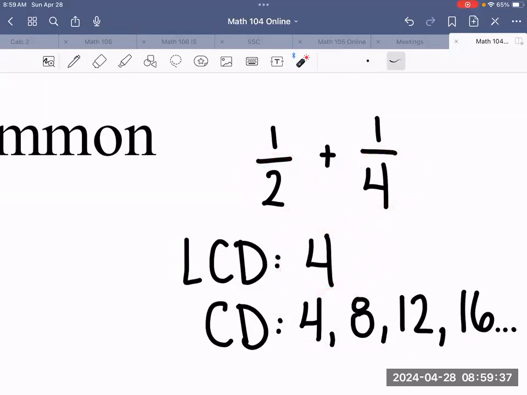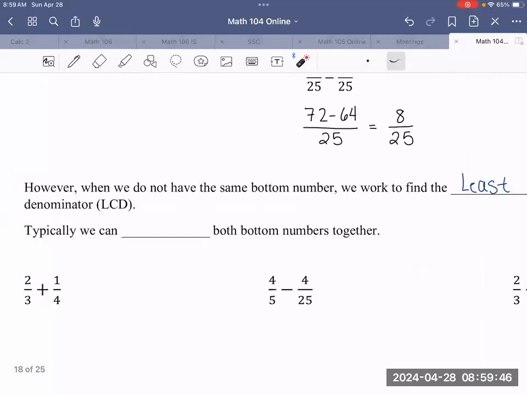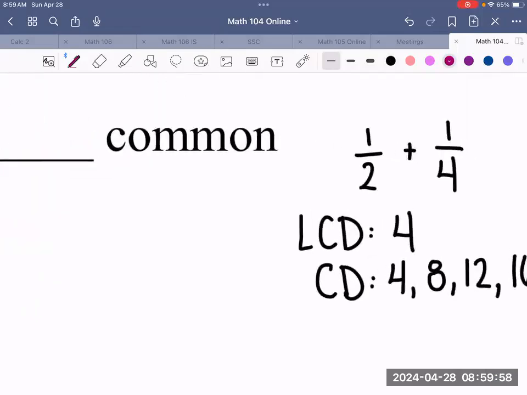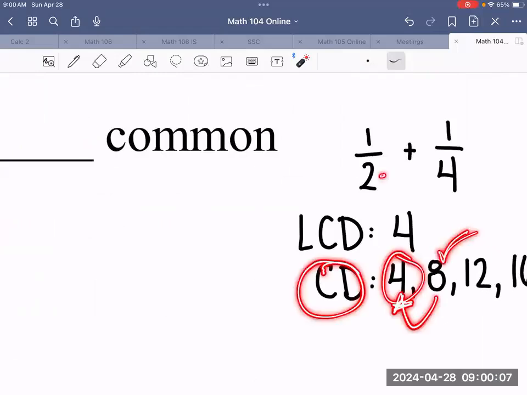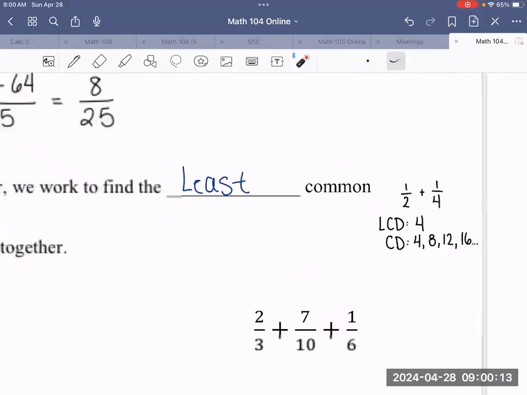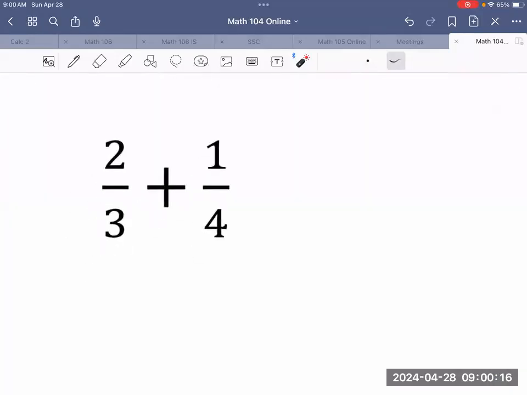Now we always want to go with the smallest one because it's going to be less work for us to reduce. So typically we can multiply both numbers together. Before, notice that we did not multiply 2 and 4 together to get 8. 8 is one of your common denominators, but it's not the smallest. So with 4 being the smallest, we just had to multiply one of your two fractions to get it to fit. Now, if that is not the case between 3 and 4, what's the least common denominator that they can share?